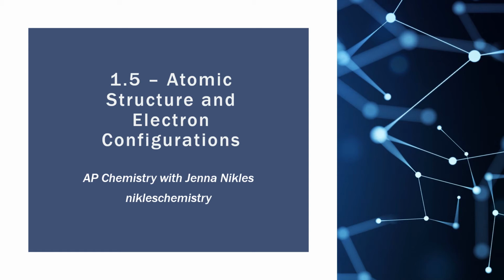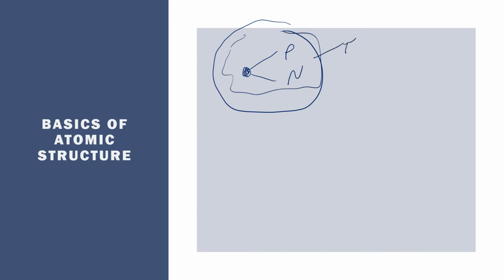Hello, today we're going to talk about atomic structure and electron configurations. So let's start by reviewing a few basics. The nucleus will have protons and neutrons, and then around the outside of the nucleus is where the electrons will be. Protons are positive, neutrons are neutral, and electrons are negative.